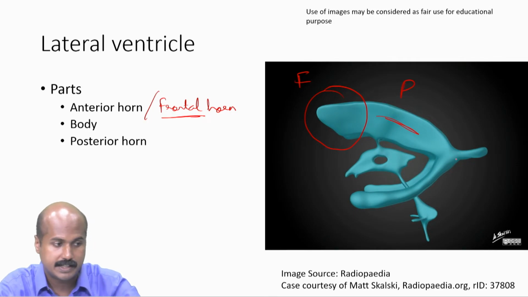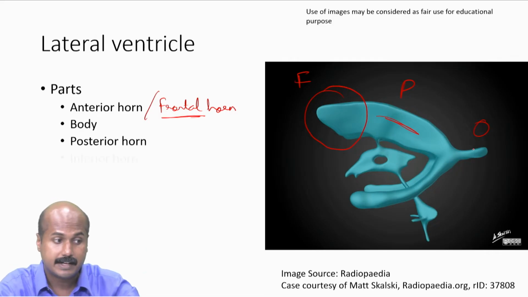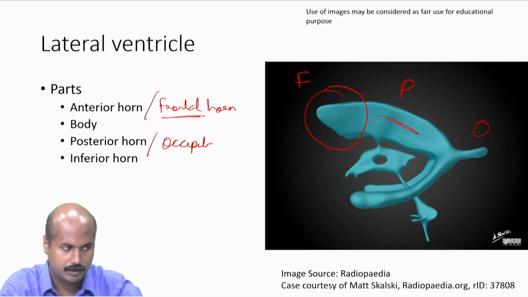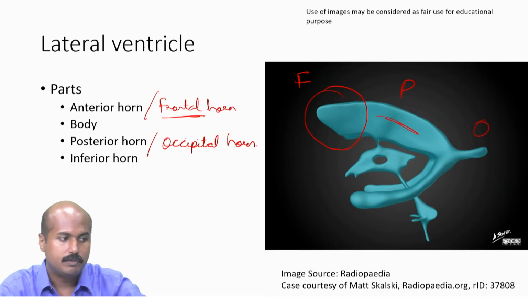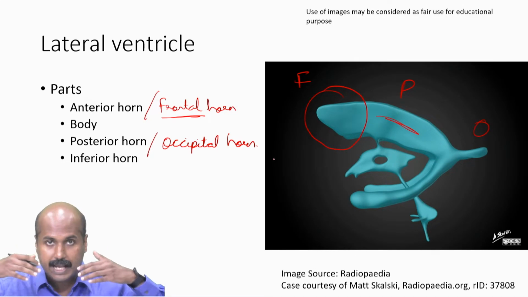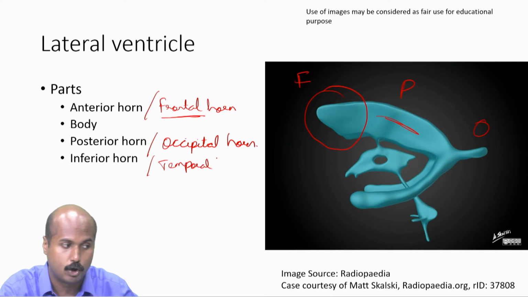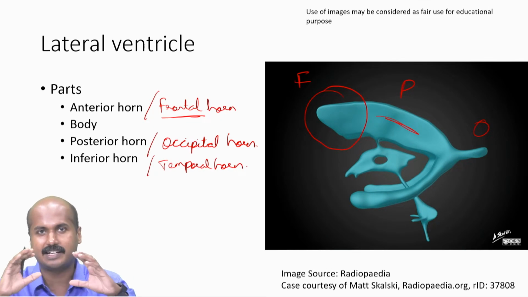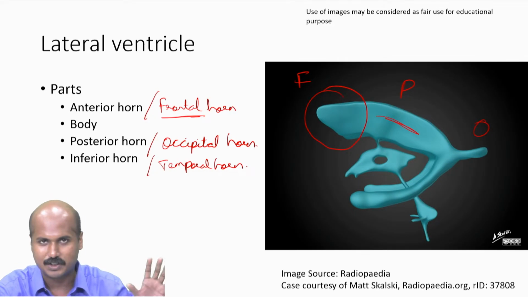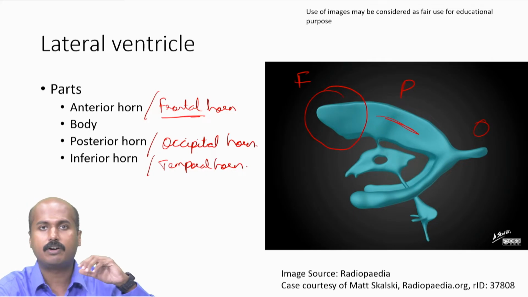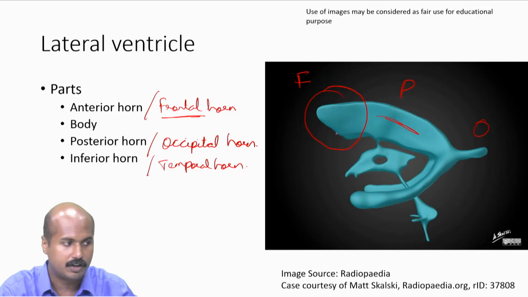And then you have the posterior horn. The posterior horn is located inside the occipital lobe. So posterior horn, you can also call it the occipital horn. Alright, now next you have the inferior horn. The inferior horn extends into the temporal lobe, and that is why the inferior horn is also called the temporal horn. Now going by this terminology, the body is located inside the parietal lobe, but you don't call it related to the parietal lobe. But the other three horns, the anterior horn is called frontal horn, posterior horn is called occipital horn, and the inferior horn is also called temporal horn.